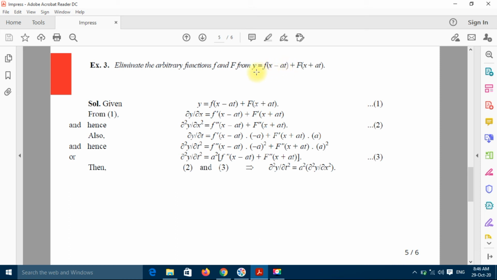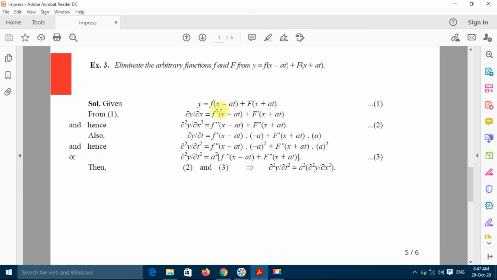So before working on this, keep in your mind y is a dependent variable, so the only independent variables are x and t. So the partial derivative of x with respect to t is 0 and the partial derivative of t with respect to x is also 0. Keep in your mind. Now it is given that y = f(x − at) + F(x + at). So we suppose this to be equation number 1.